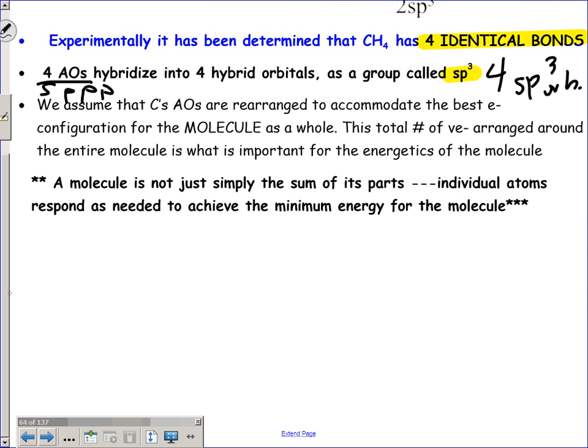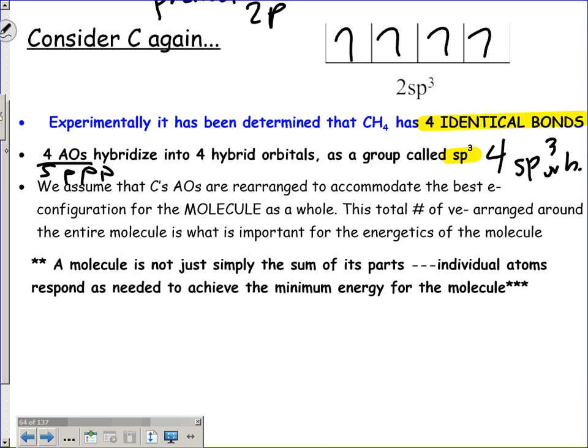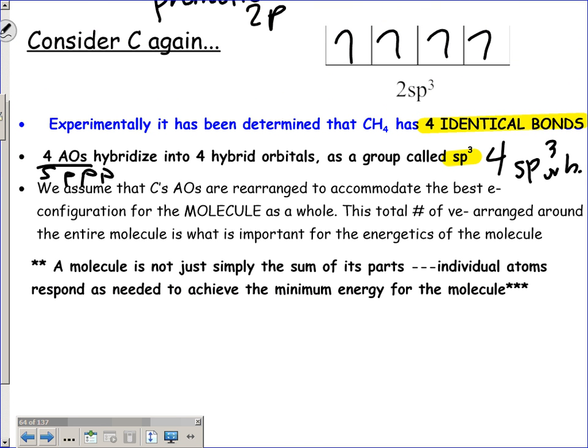So we assume that these things are reconfigured to create a stable situation for the molecule as a whole. That's why we're blending these to keep the energy component there, so that we have the minimum energy for that molecule. Just remember, energy is probably the most important part of this whole theory.